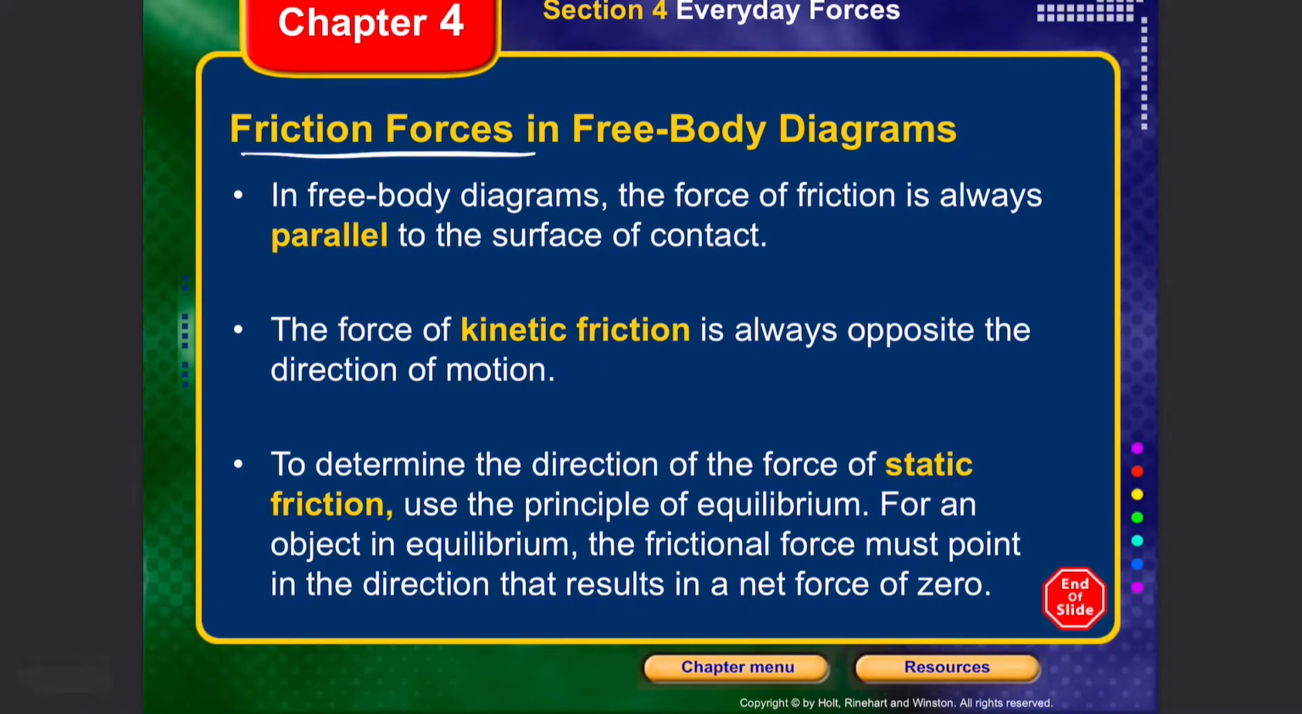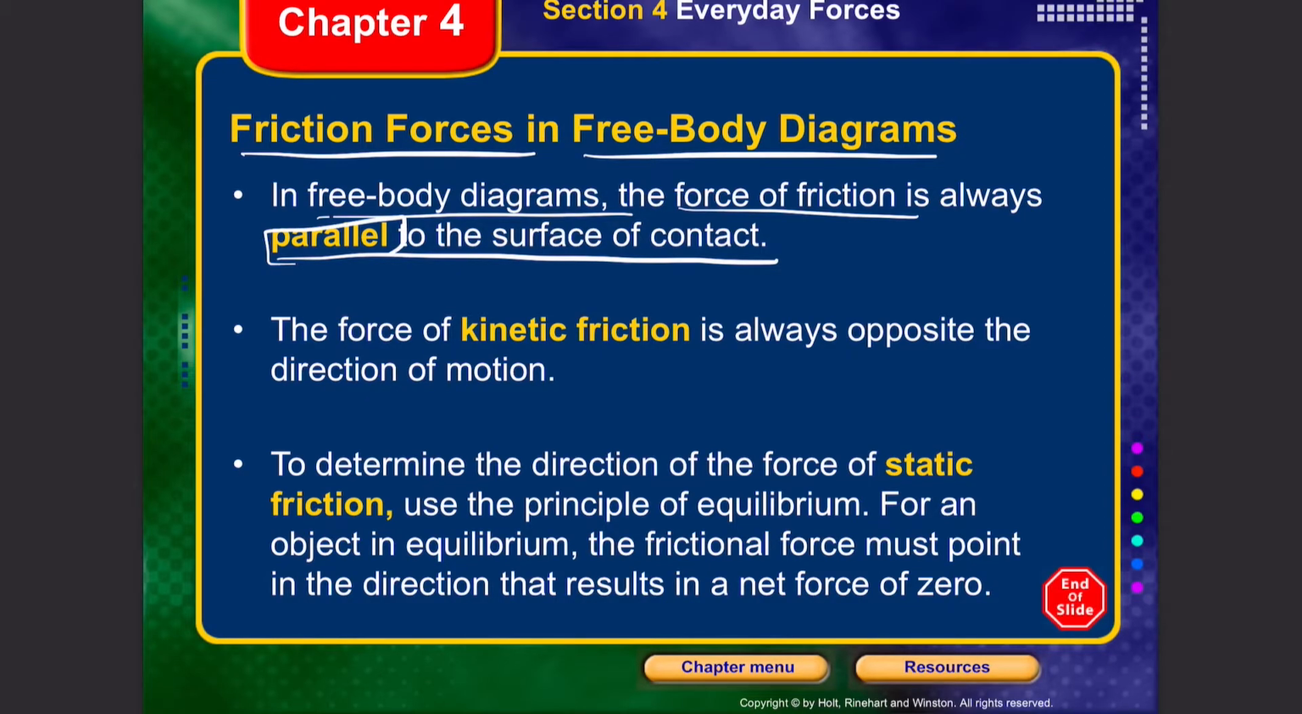So let's consider frictional forces in free body diagrams. In free body diagrams, the force of friction is always parallel to the surface of contact. Remember this important part. It's always parallel to the surface of contact. And second, the force of kinetic friction is always opposite to the direction of motion. So remember this main point, that it should always be opposite to the direction in which the body is moving.